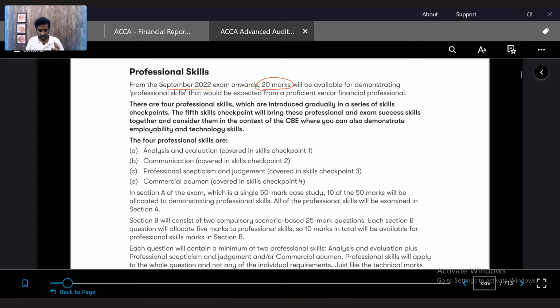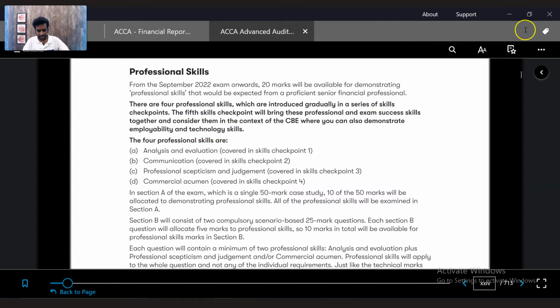Professional skills marks can be scored in 4 broader categories: analysis and evaluation, communication, professional skepticism and judgment, commercial acumen. These are 4 skills which are introduced in a series of skill checkpoints. You are required to apply these skills over the various checkpoints as you study for the examination. In CBE, you can also demonstrate your employability and technology skills, but you will automatically get that when you practice for your CBE examinations.